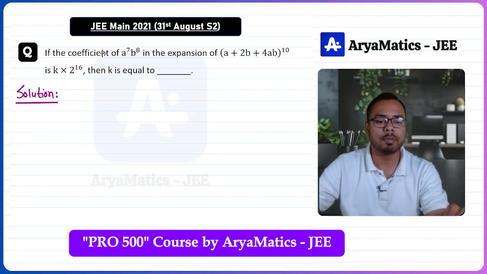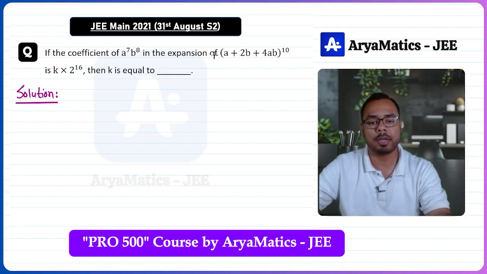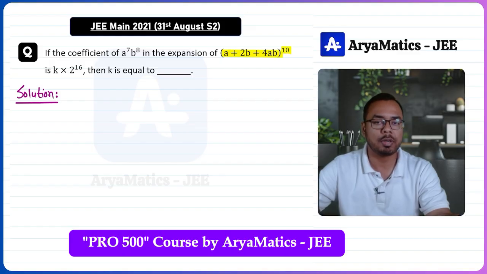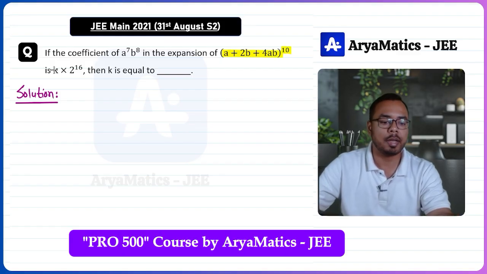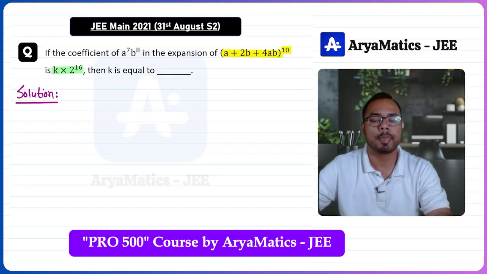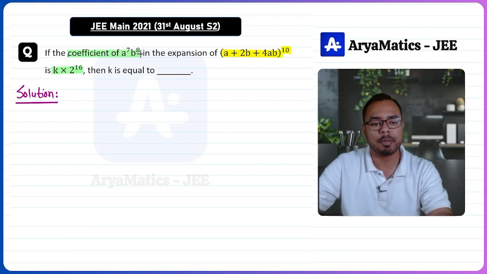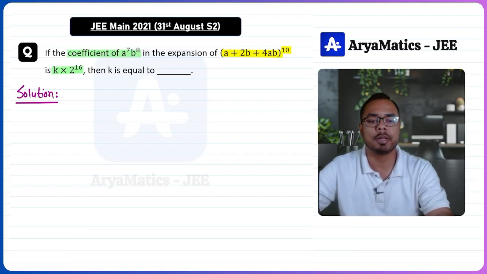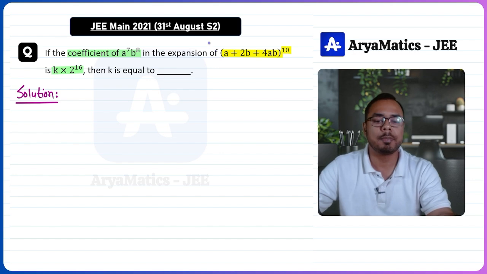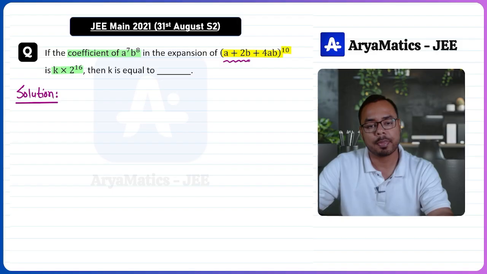If the coefficient of a^7 b^8 in the multinomial expansion of (a + 2b + 4ab)^10 is k times 2^16, then we have to find the value of k. Now, the most common method of solving this problem is to use the general multinomial theorem. However, with one simple trick you can solve this problem within a few seconds.